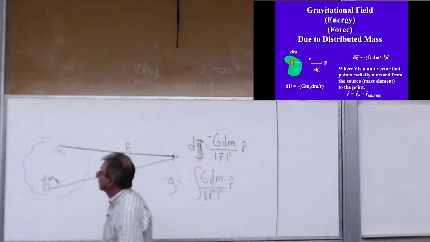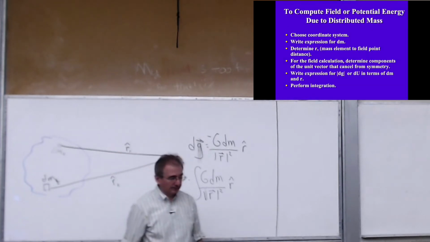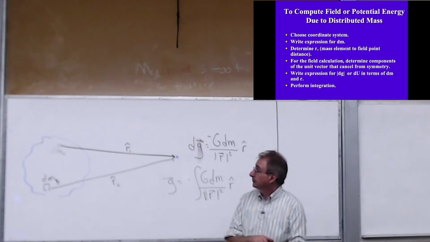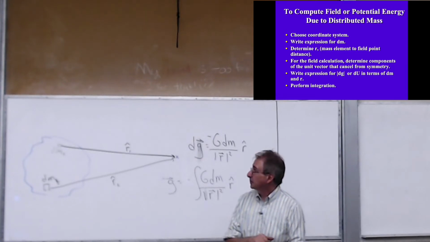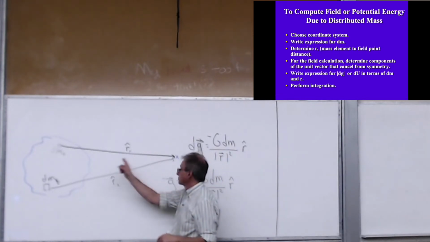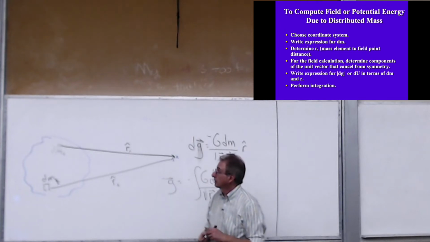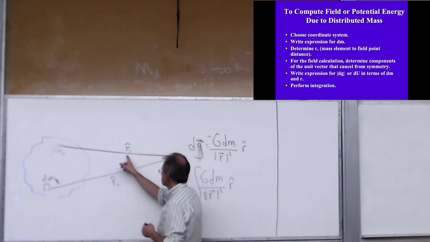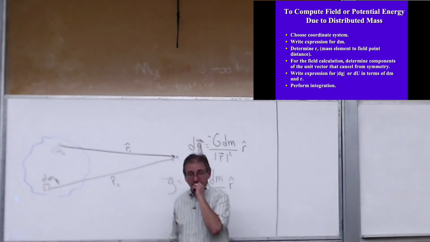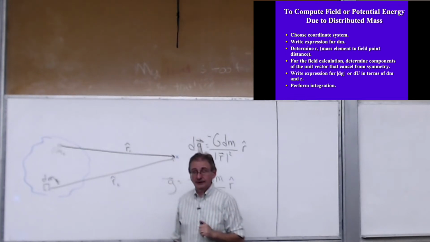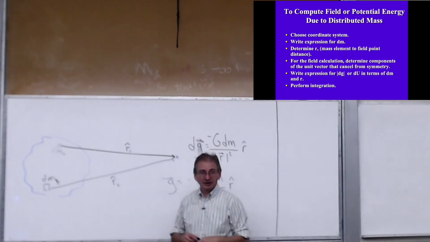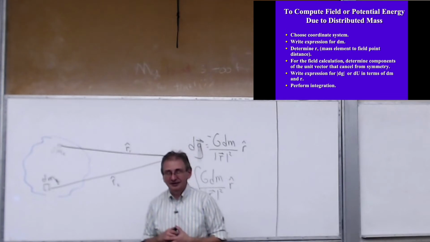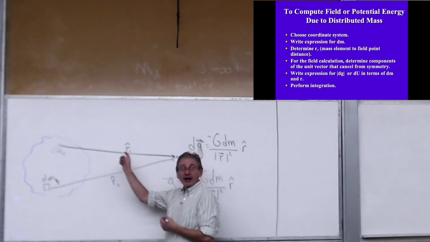So, here's our algorithm. You choose a coordinate system. You write an expression for your dm. You determine the length of the vector that goes from the source to the point at which you're calculating the field. And then you have to determine your r hat. You have to write an expression for this. A lot of times, it's actually hard to write that expression, especially if the problem is three-dimensional. You might not be used to setting up or writing down where r hat is.